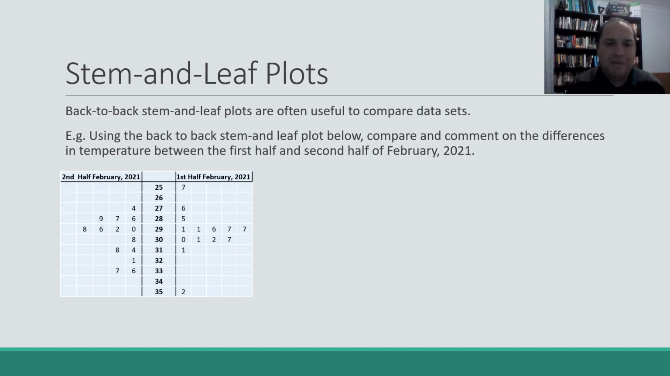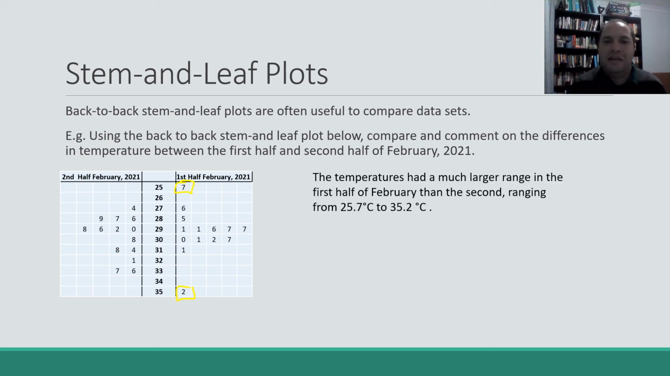Well, some things that strike me first off is the range in the first half of February is much bigger. It goes from 25.7 all the way to 35.2. Right? So that's a good thing to start with. The first half of February has a bigger range than the second, and actually saying what that range is, it's ranging from 25.7 to 35.2.